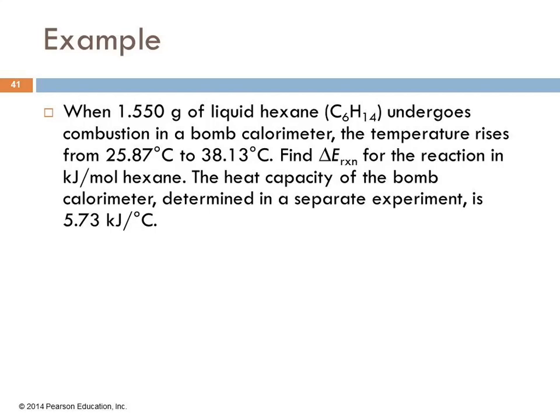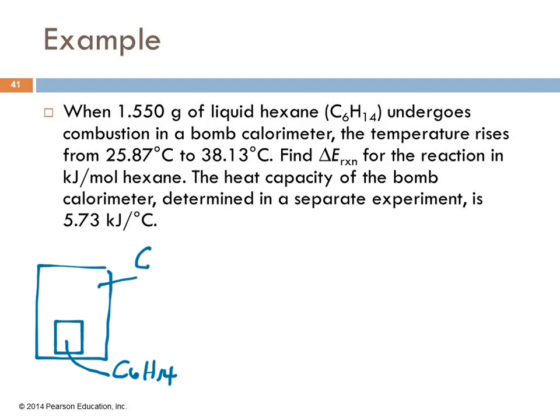Okay, so I'm going to draw you a picture. You can see I am not an artist. So here we have the reaction occurring. Here's our hexane, and it's burning. And here's the calorimeter. And the heat capacity for the calorimeter is known to be 5.73 kilojoules per degree Celsius. And that calorimeter had a change in temperature.